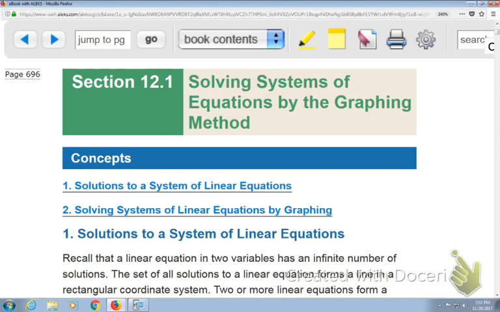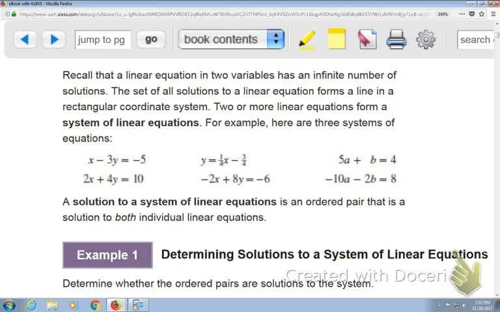So first up, let's define what it means to be a system of linear equations. We have a couple of examples here, and often you'll see systems presented with a curly bracket, those braces, on the left. x minus 3y equals negative 5, 2x plus 4y equals 10. This is a system of equations. y equals 1/4 x minus 3/4, negative 2x plus 8y equals negative 6. That is a system of linear equations. 5a plus b equals 4, negative 10a minus 2b equals 8. That is a system of linear equations.